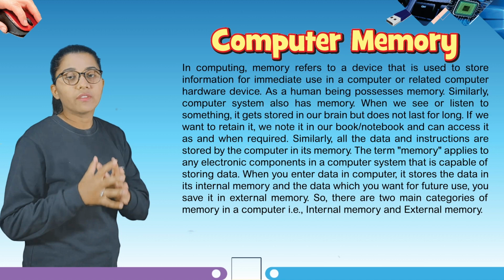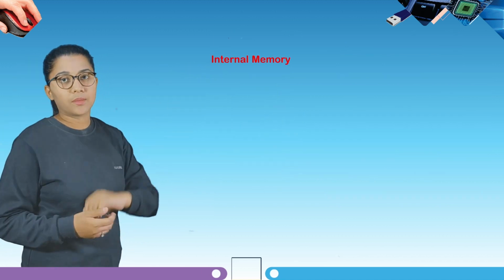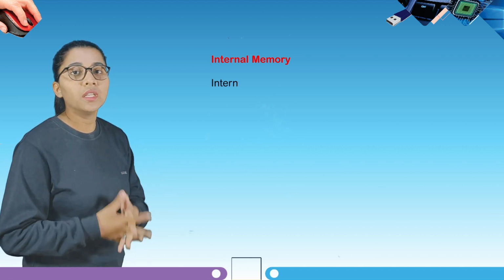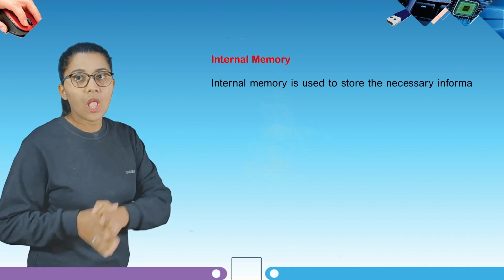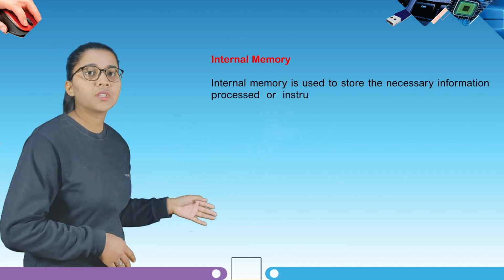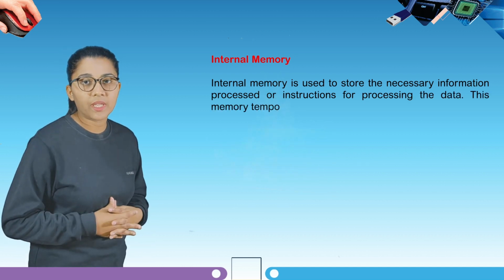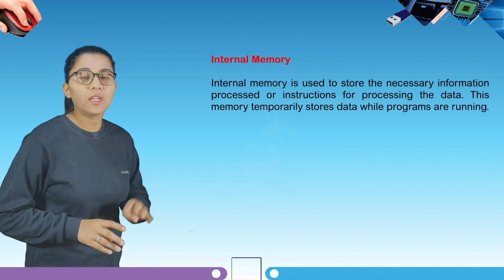Now students, we are going to learn about internal memory in detail. What is internal memory in a computer? Internal memory is used to store the necessary information processed or instructions for processing the data. This memory temporarily stores data while programs are running.